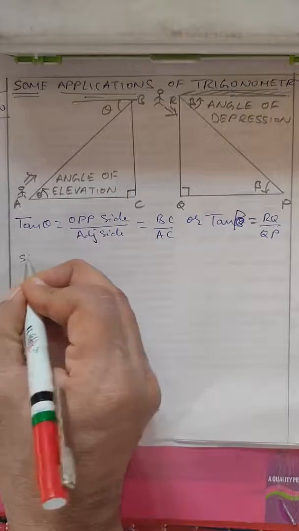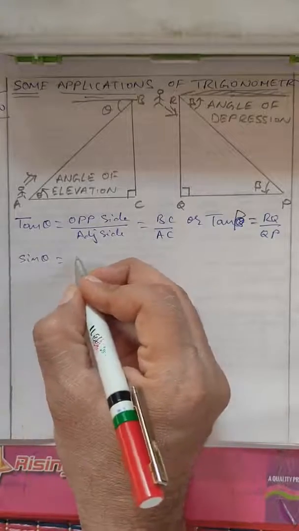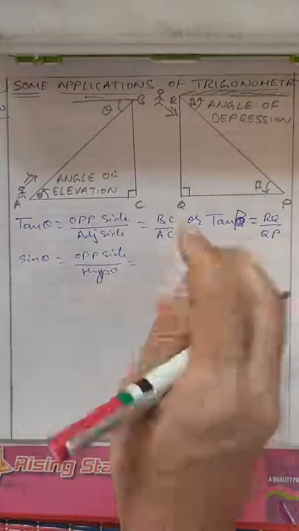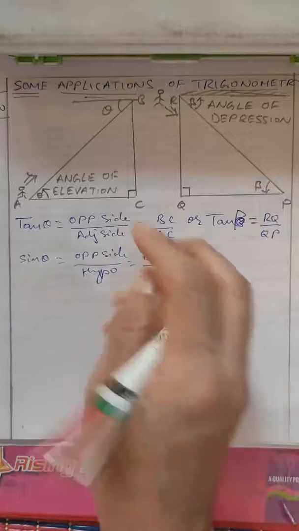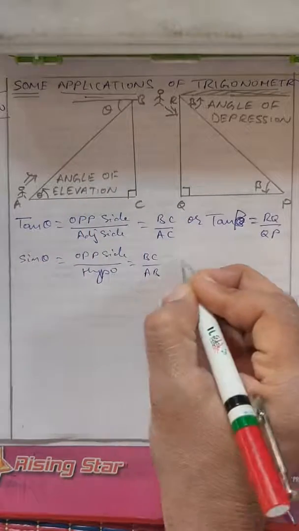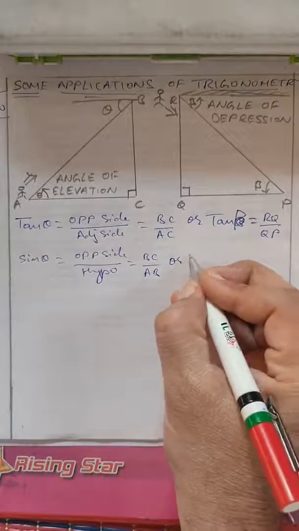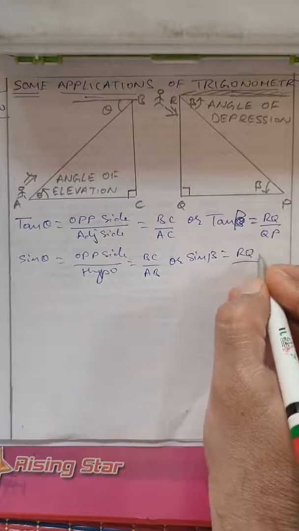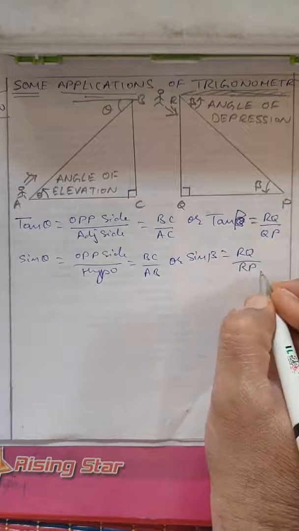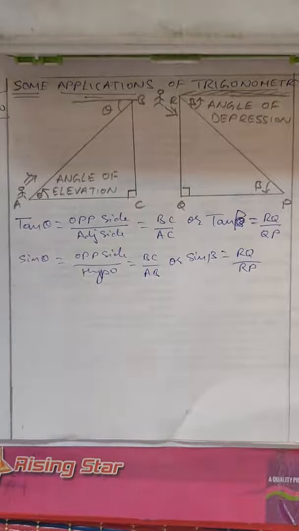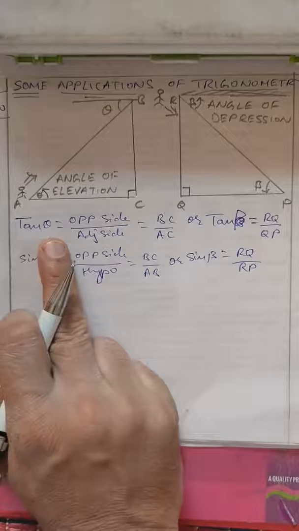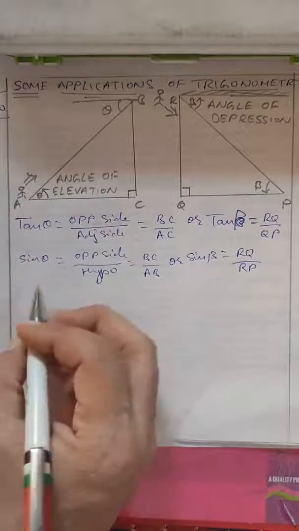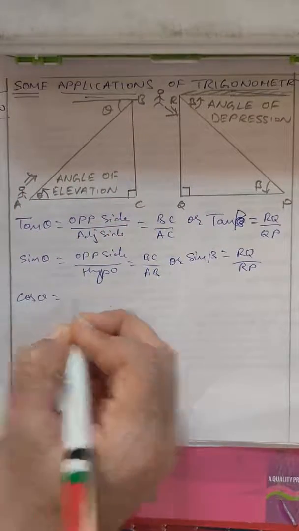Then we need to take the help of sine theta. What is sine theta? Opposite side upon hypotenuse. Here the opposite side is BC and the hypotenuse is AB. Or if we take sine beta, the opposite side is RQ and the hypotenuse is RP. So 99% we are going to use tan, but sometimes we may use sine, depending on whether they want the hypotenuse, or we may also use cos theta for finding the hypotenuse.